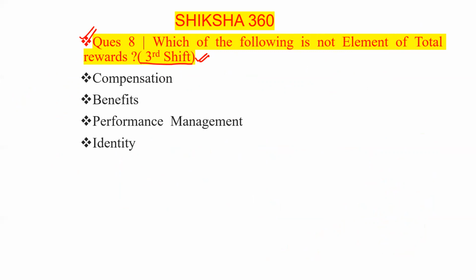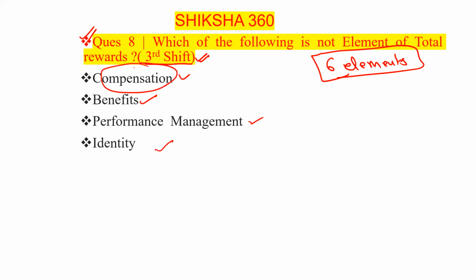How many elements are there in the total reward system? We have already discussed that there are total 6 elements in the total reward system. So here they are asking which of the following is not an element of total reward: compensation, benefits, performance management, and identity. Compensation is one of the elements. Benefit is also an element. Performance management is also an element. Identity is not an element under the total reward system.